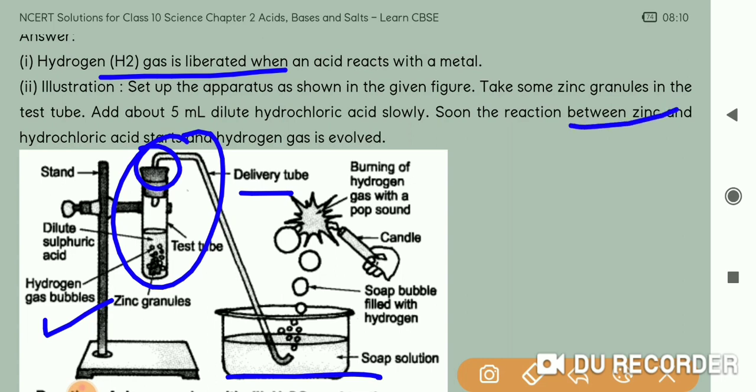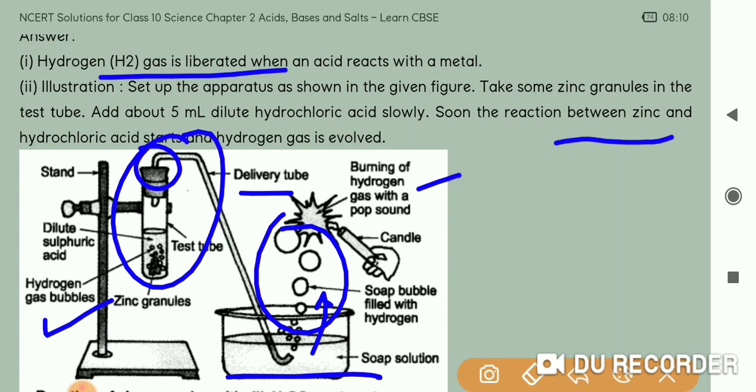Then soon the reaction between the zinc and the hydrochloric acid will take place and the hydrogen gas is evolved. Okay, but that hydrogen gas evolved can be burning. You can see, how will you understand the gas evolved is the hydrogen gas only? Now see, the gas is coming out in the form of bubbles here. Okay, these are the bubbles of the gas, but how will you say that this gas is hydrogen gas only?